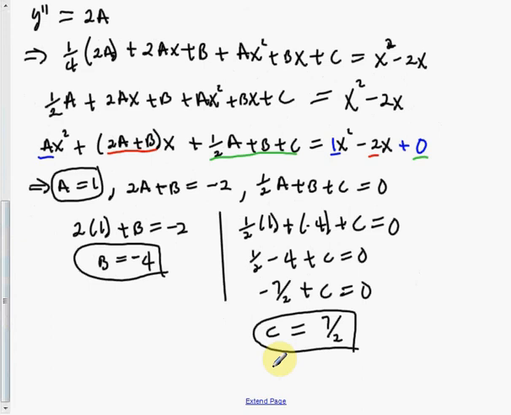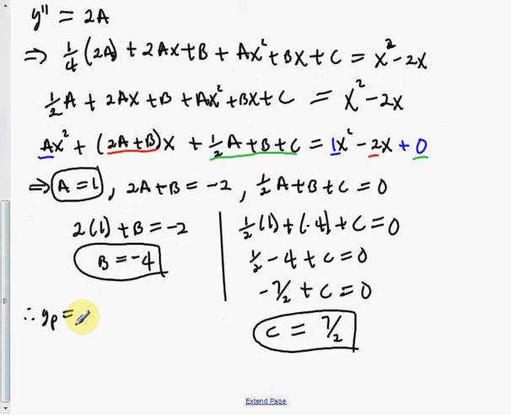So we have just y sub p is equal to, we said, ax squared plus bx plus c. Remember, this method for the superposition approach said that it is in reference to undetermined coefficients. What are the undetermined coefficients? The capital A, the capital B, the capital C. So they're undetermined for us to determine them.